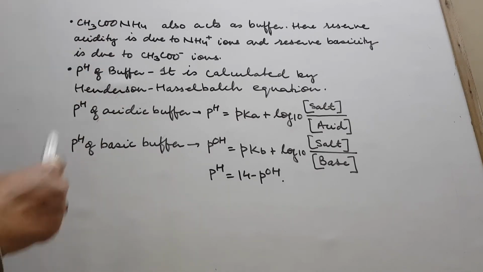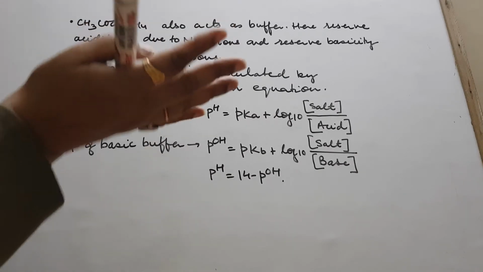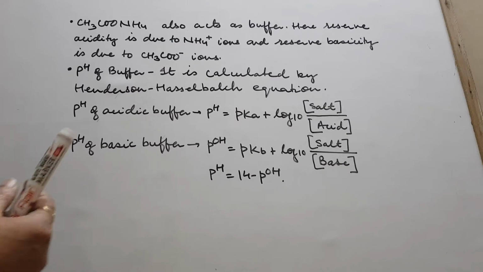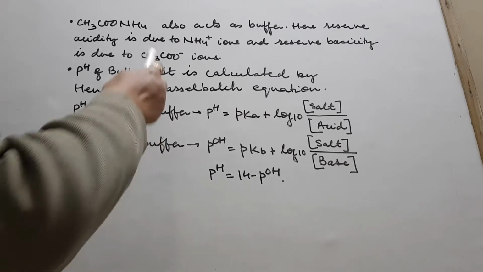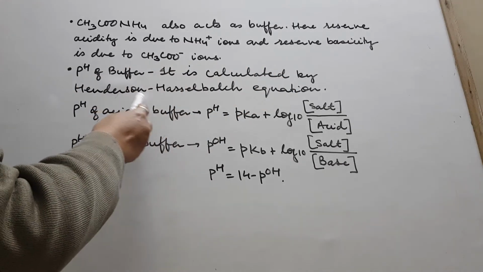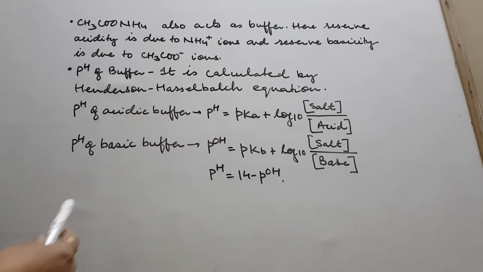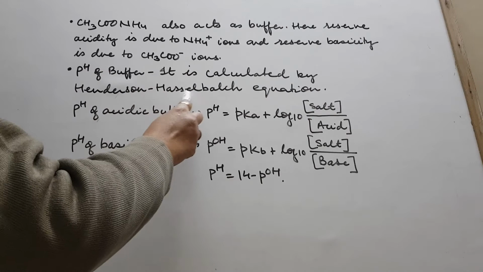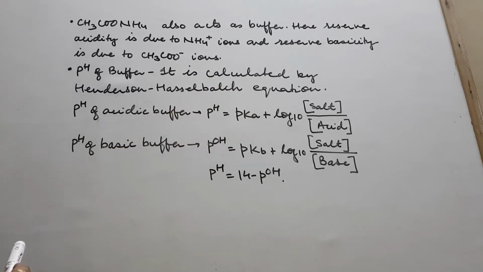So which will show, which will not? At least you should know these three examples, right? So the answer can be all the above. Likewise. Now, pH of buffer solution, children. We can calculate the pH of buffer solution also. It is calculated by the Henderson-Hasselbalch equation.